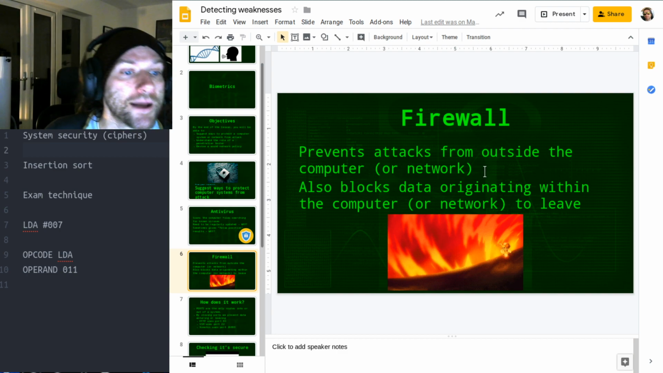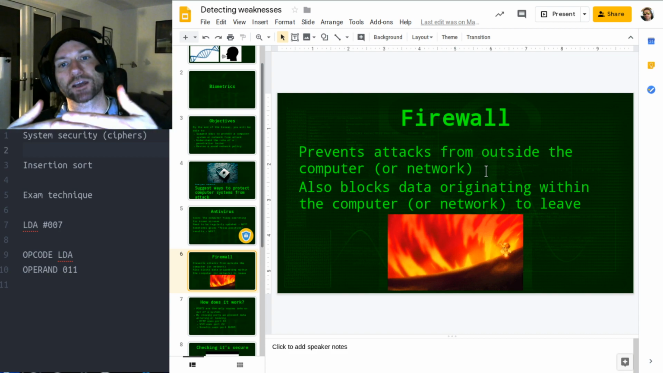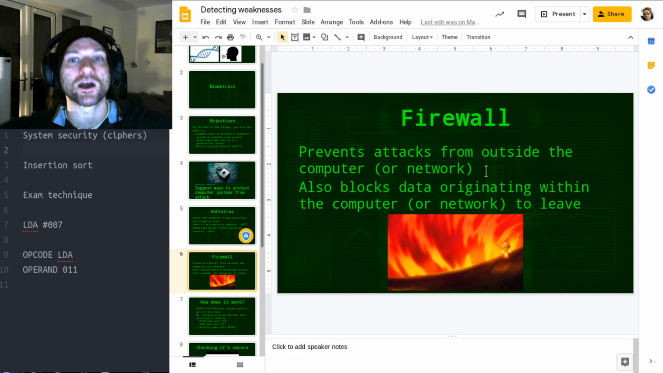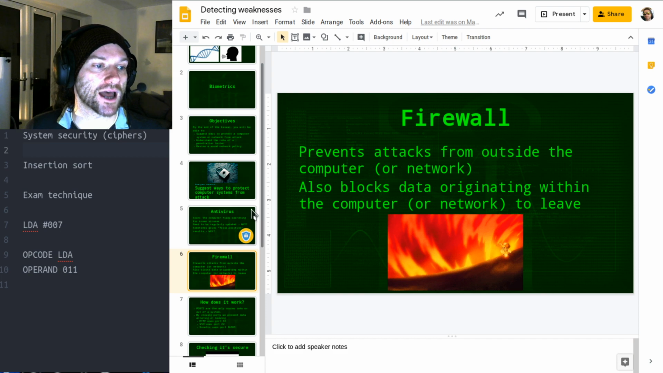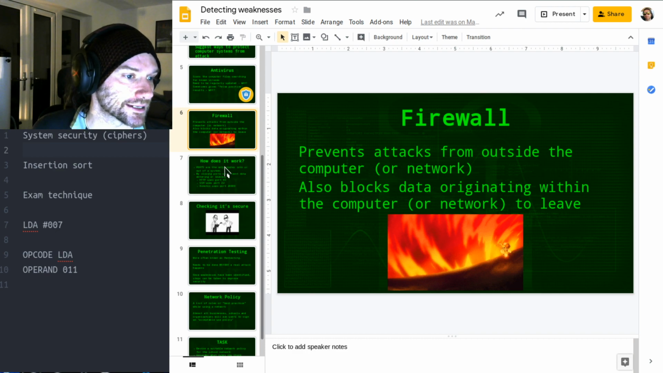Okay, so yeah, firewalls. The thing to bear in mind with firewalls, they stop traffic coming in, which is obviously going to stop nasty hackers from accessing your computer. They also can stop traffic going out, which is going to prevent Trojans and stuff sending information out to the rest of the internet.